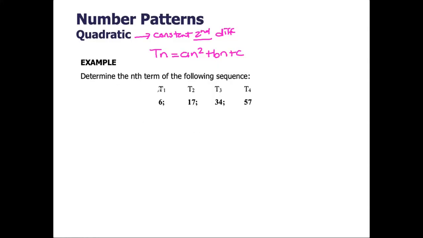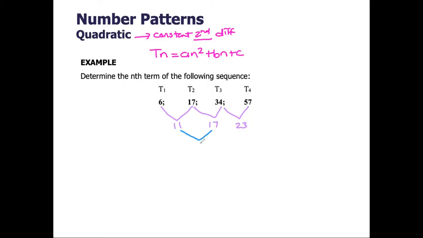So if we have a look at the question, it says determine the nth term of the following sequence. So we start by looking at our differences. So we say 17 minus 6 is 11. 34 minus 17 is 17. 57 minus 34 is 23. We notice that that is not constant. So if that was constant, we would have a linear pattern. It's not constant. So we go again.